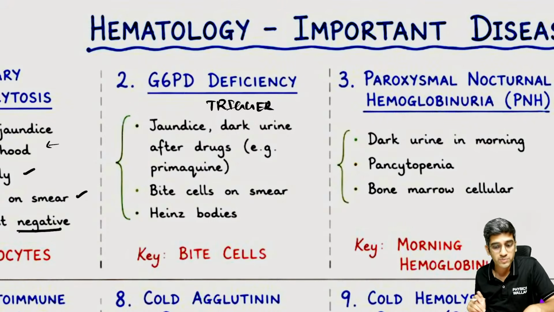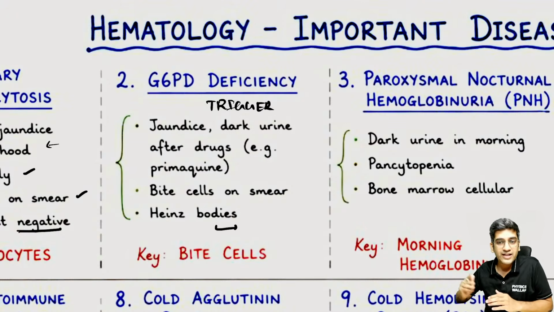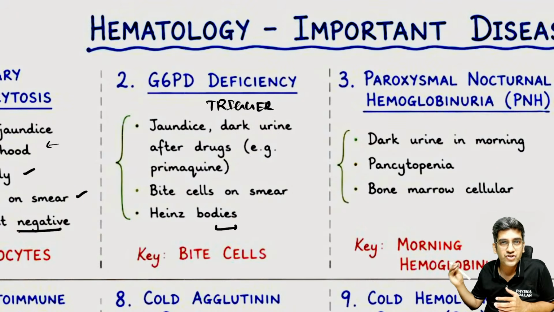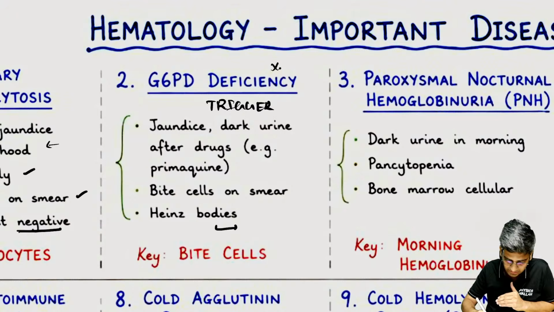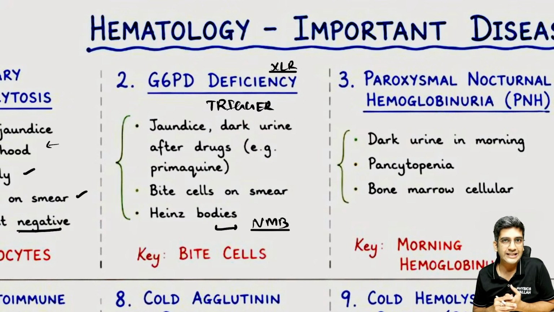Bite cells on peripheral smear and Heinz bodies. Can anyone answer me in which stain you will see Heinz bodies? All these are classical clues for G6PD deficiency, and it's an X-linked recessive disorder, right? Perfect. So you will see them in new methylene blue stain. You won't see them in Leishman stain. You will be seeing them in a new methylene blue stain.